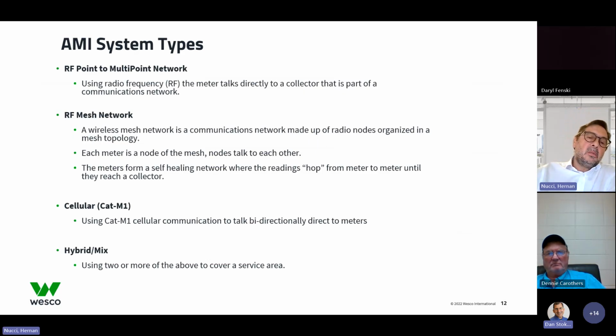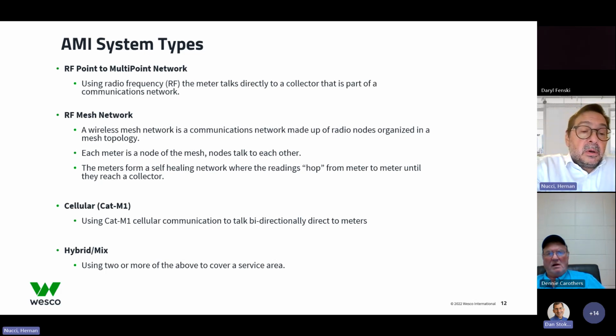Then we go to the most advanced system, the system that any utility probably will be deploying if they start the project today. Three technologies. RF point to multi-point is essentially a radio that can work either on registered spectrum with a license or in the open spectrum, unregulated.